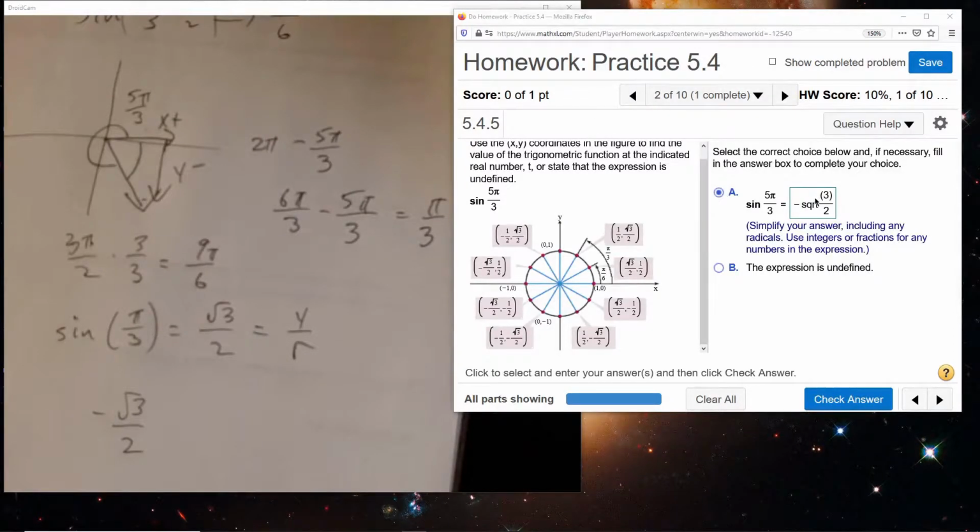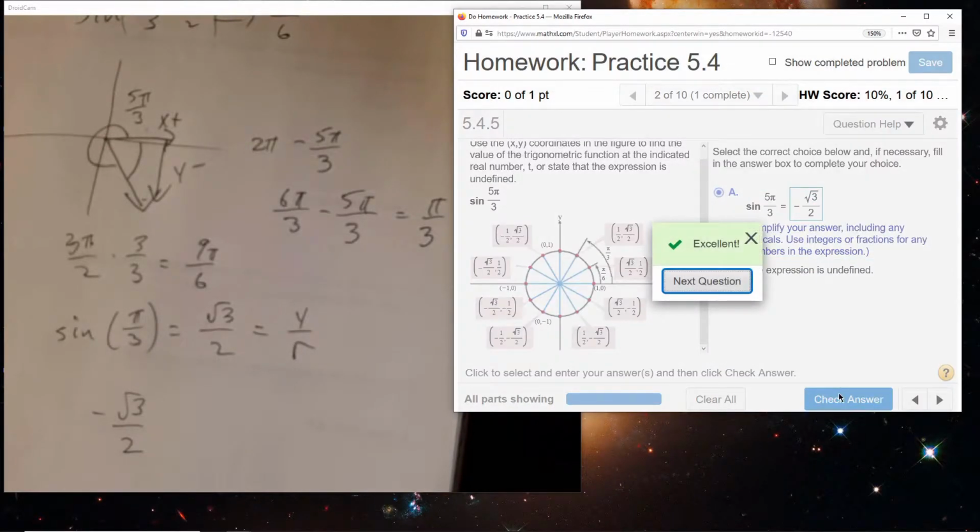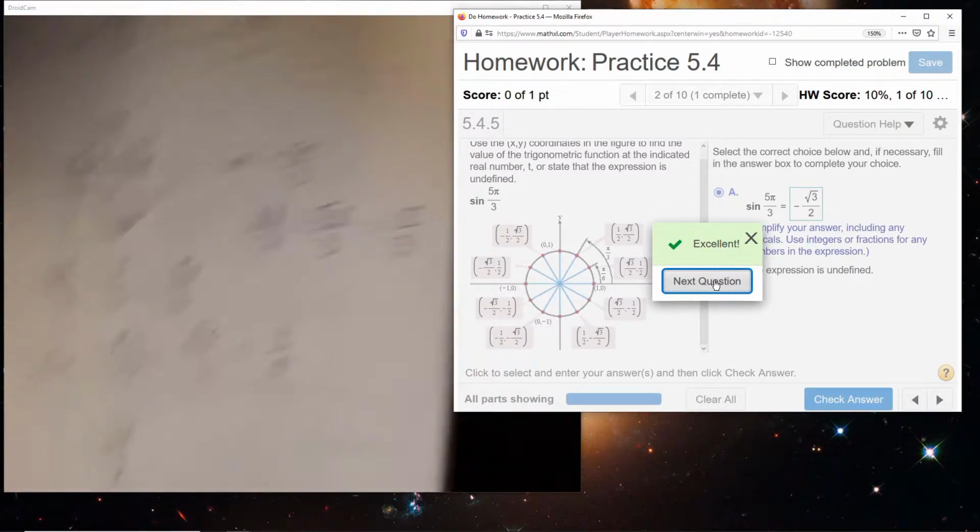All right, well, sometimes MyMathLab will take the square root notation. Sometimes it won't. Let me try that again. Use the square root 3 symbol. And there we go. Next question.